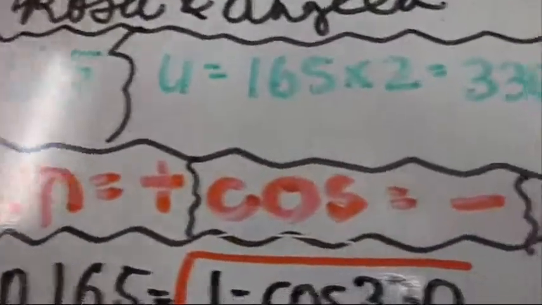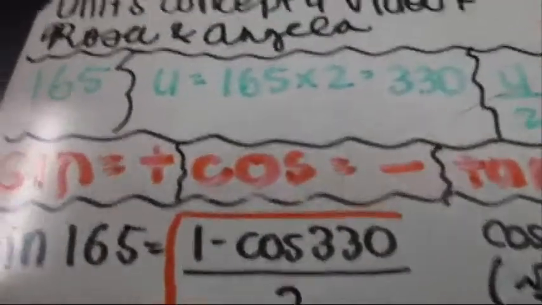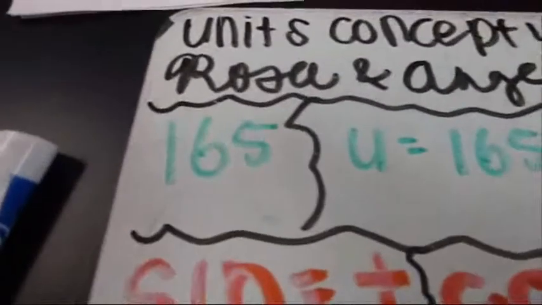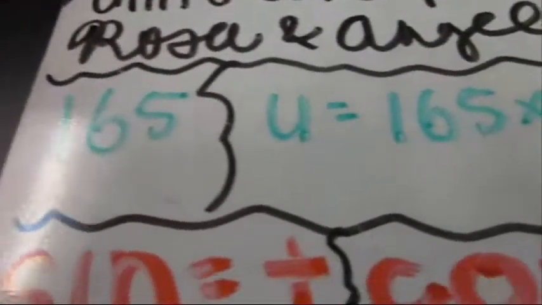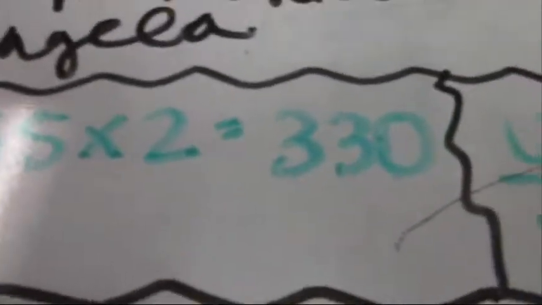We're Rosa and Angela, and the type of problem we're going to be using today is using the half-angle formula. The degree that we're going to use for today is 165. In order to solve this, we have to find u, which is twice 165, and u in this case is 330 degrees. U over 2 is found in quadrant 2, which means sine is positive, cosine is negative, and tangent is negative.